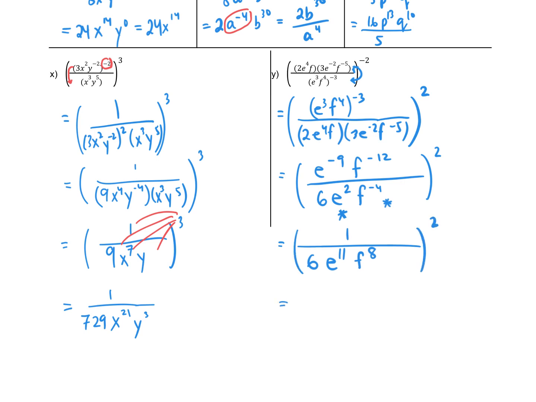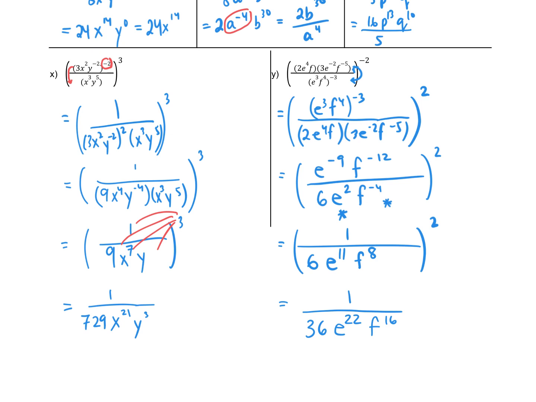And finally, let's distribute that 2 into each component. 1 to the power of 2 is 1. 6 to the power of 2 is 36. And then for e and f, we will just double those exponents because of our power to a power rule. So e to the power of 22 and f to the power of 16.